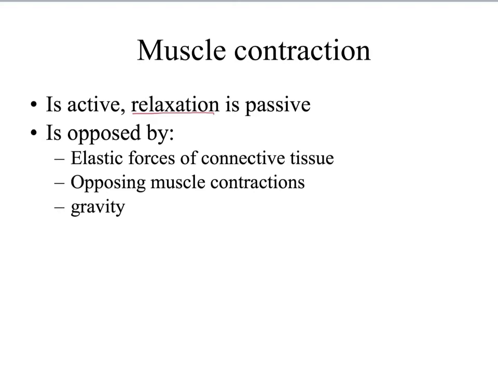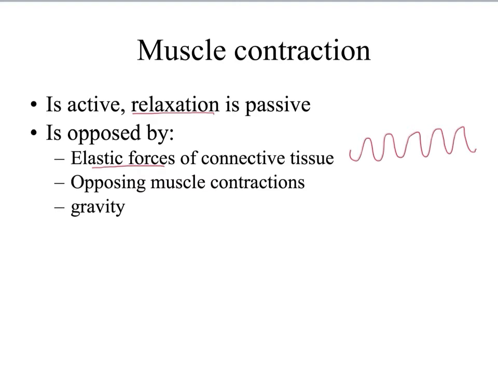First off, the elastic forces of the connective tissue. Remember we talked about tissue types in chapter 4. We talked about the main fiber types in connective tissue: you have elastic fibers and you have collagen fibers. Those elastic fibers are protein fibers and they're crimped.